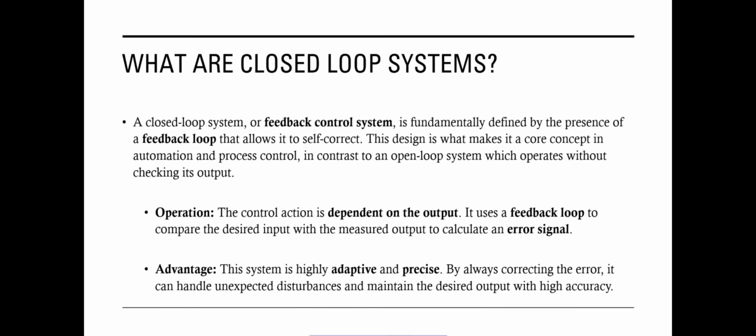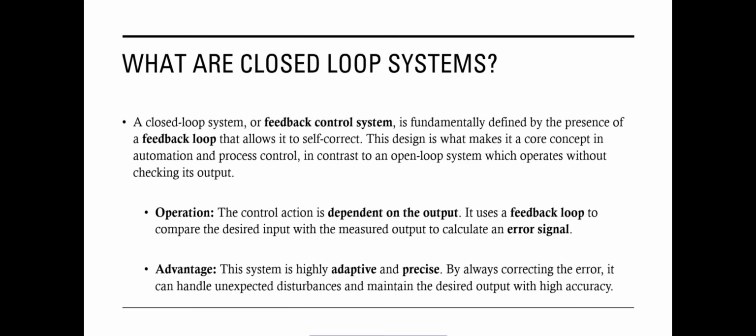What are closed loop systems? A closed loop system, or a feedback control system, is fundamentally defined by the presence of a feedback loop that allows it to self-correct. This design is what makes it a core concept in automation and process control, in contrast to an open loop system, which operates without checking its output.